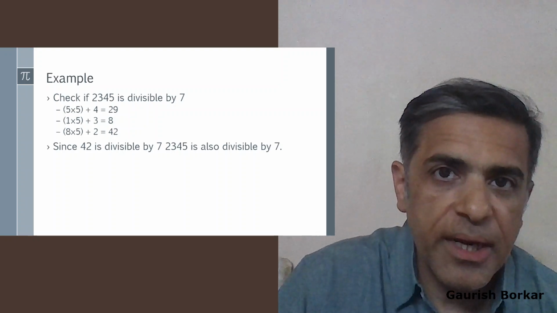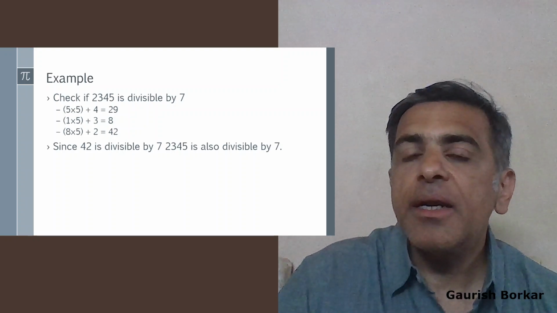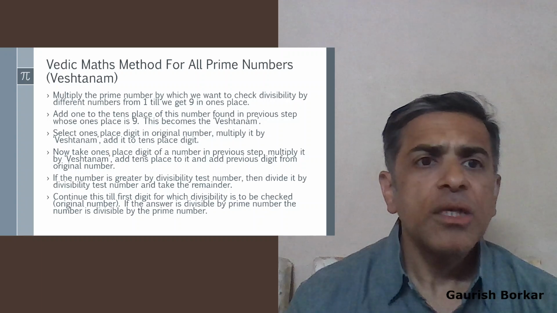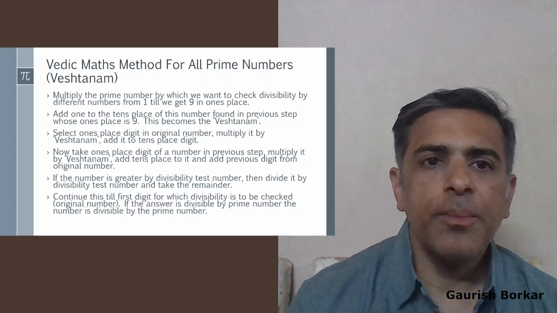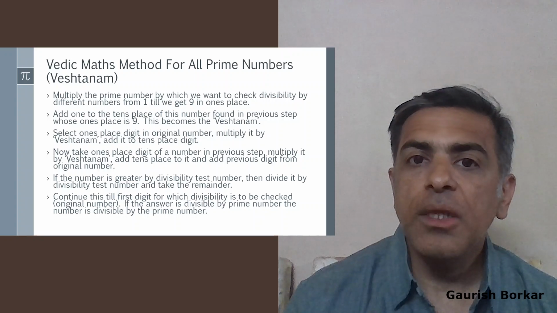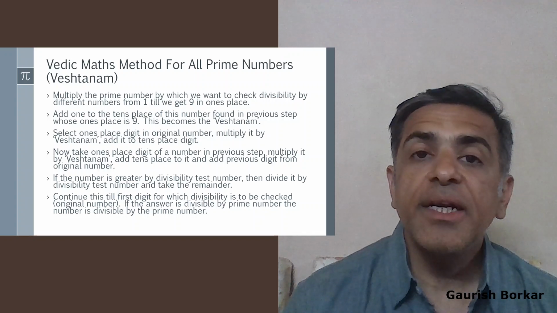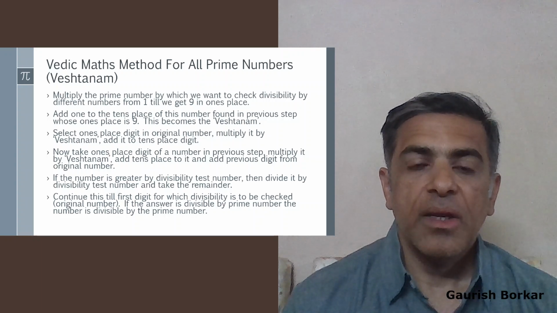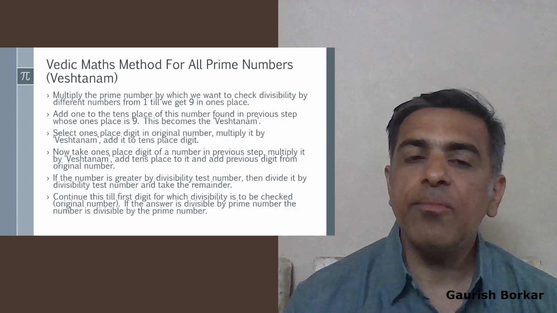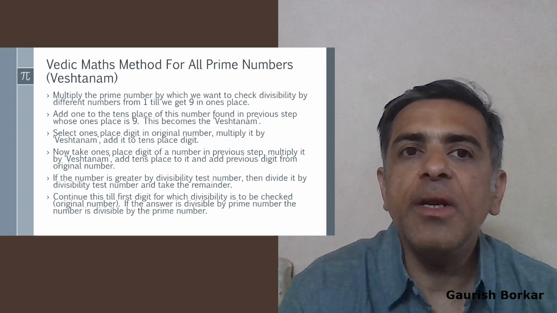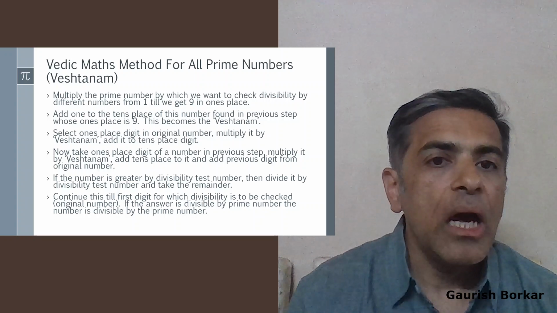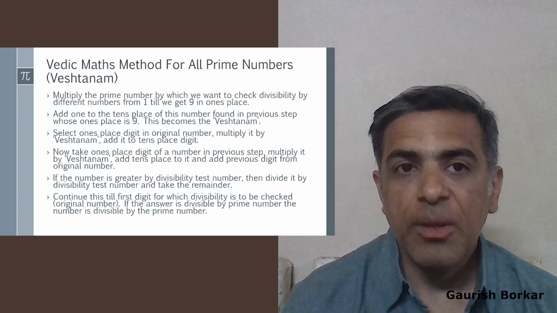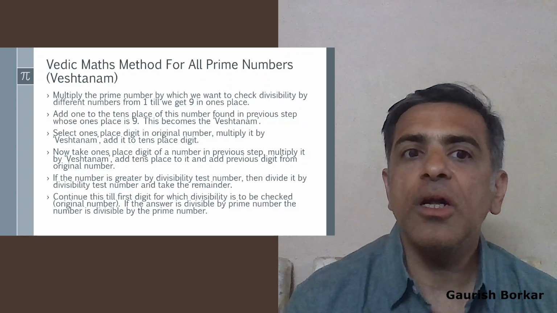So let's look at the method and how it can be generalized for other prime numbers. Here, what we do is we multiply the prime number by numbers from 1 onwards till we get 9 in the ones place. Now, you should be curious about where the multiplication number 5 came from. That number 5 came from this particular method.